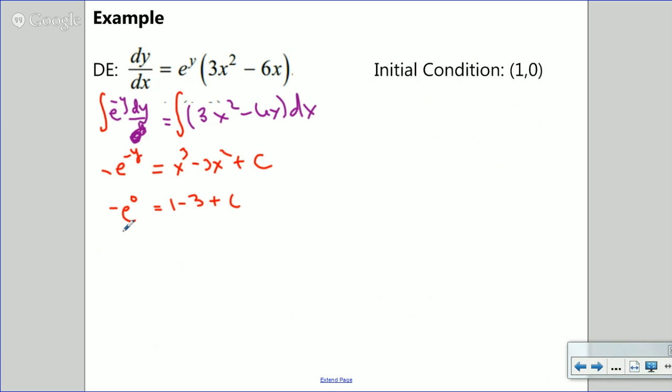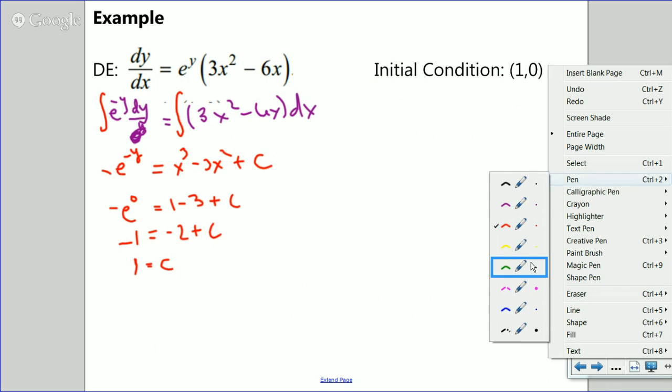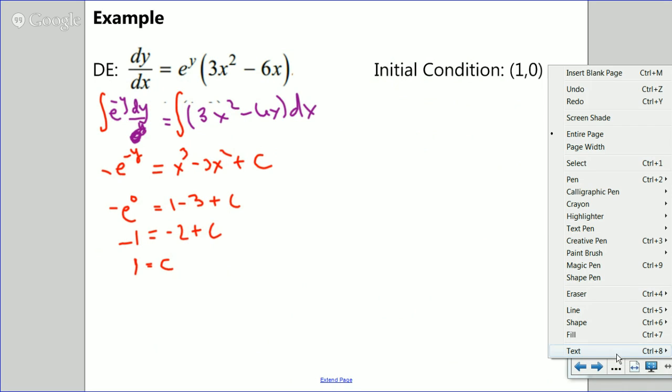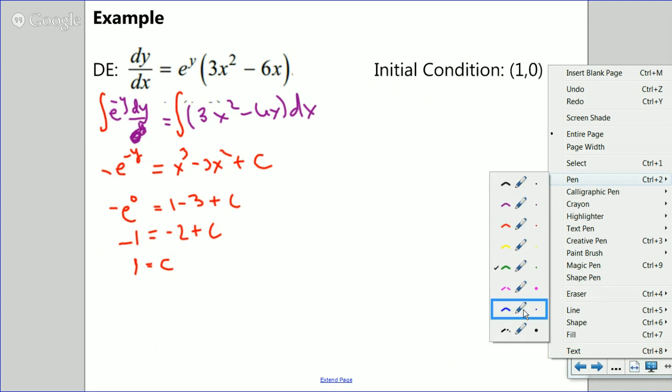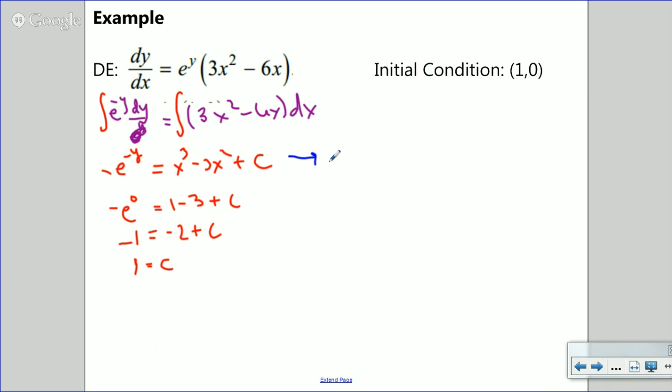Well, anything to the 0 is what? Is 1. So I have -1 equals -2 plus c. If I add 2 to both sides, I get that c is 1. Okay, what do I do now? Well, now we plug c back in, right? Into where we first saw c, where we first introduced c, right there. All right, so I have negative e to the negative y equals x cubed minus 3x squared plus 1.